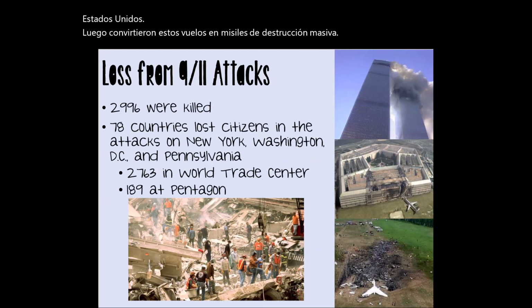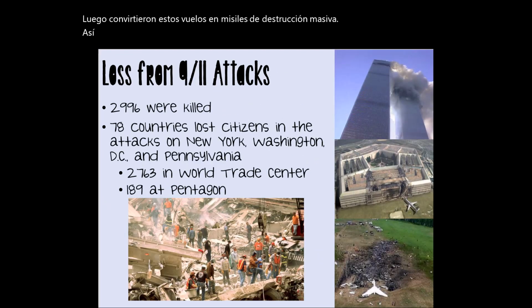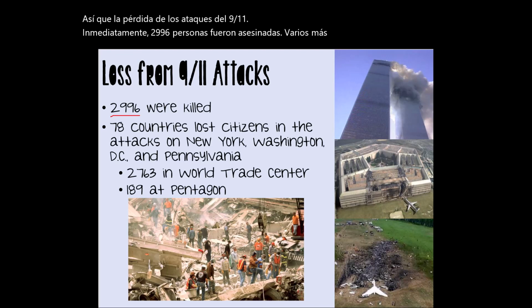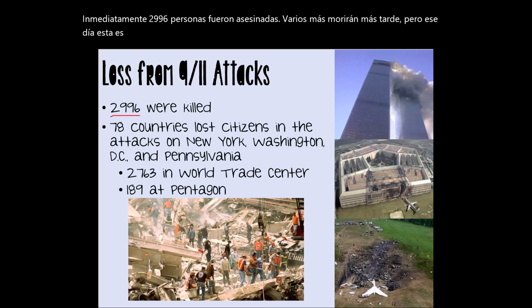So, the loss from the 9/11 attacks. Immediately, 2,996 people were killed. Several more will die later, but that day, this is the amount that died. 78 different countries lost citizens in the attacks on New York, Washington, D.C., and Pennsylvania.